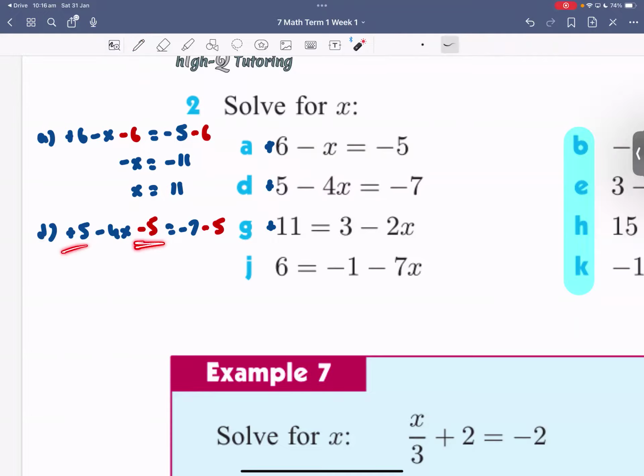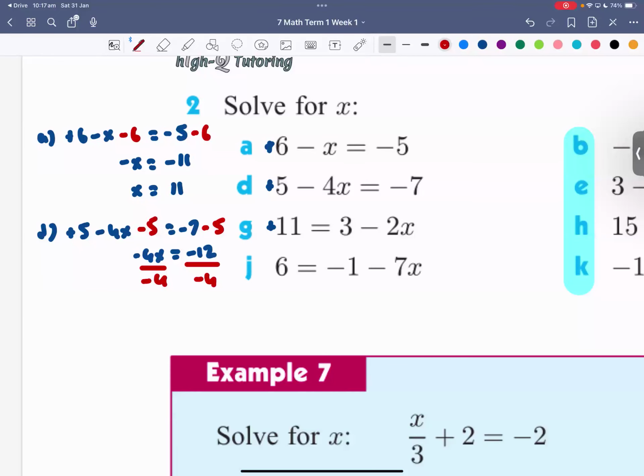What's plus 5 take 5? 0. So then we're just left with a -4x. And what's -7 minus 5? -12. And then we divide this side by -4 to isolate the x. And we divide that side by -4.